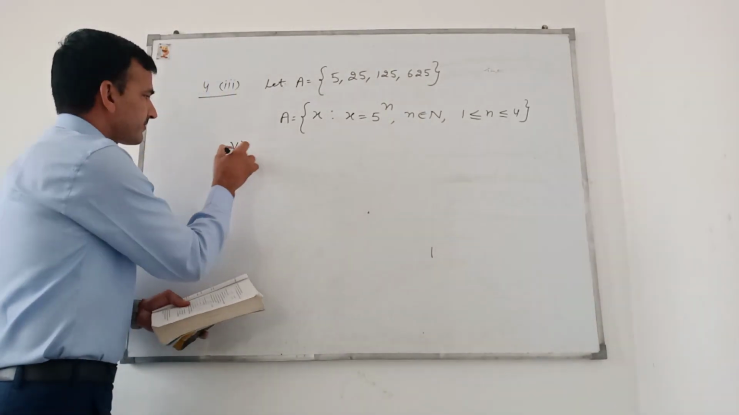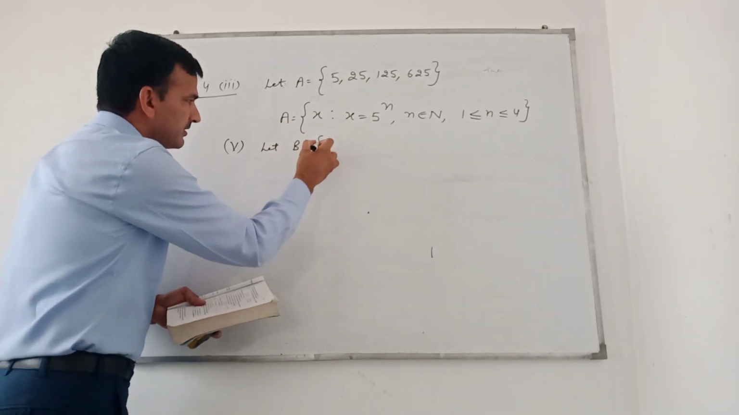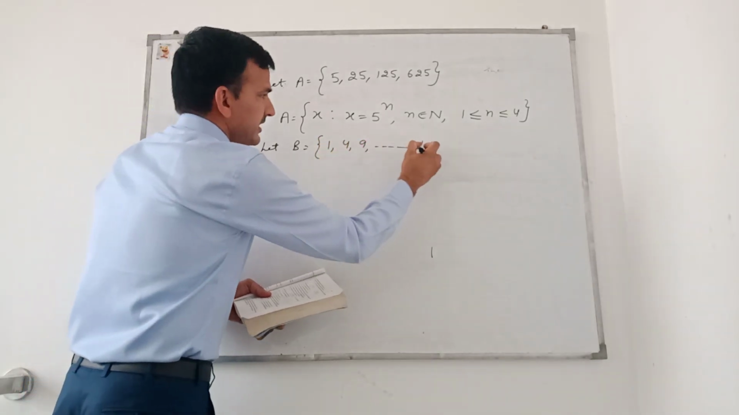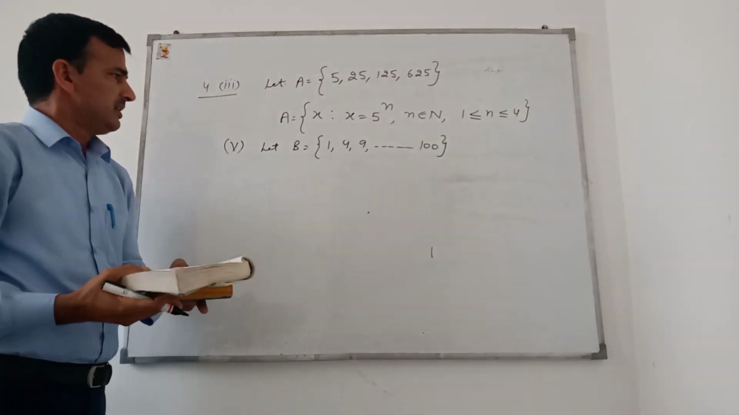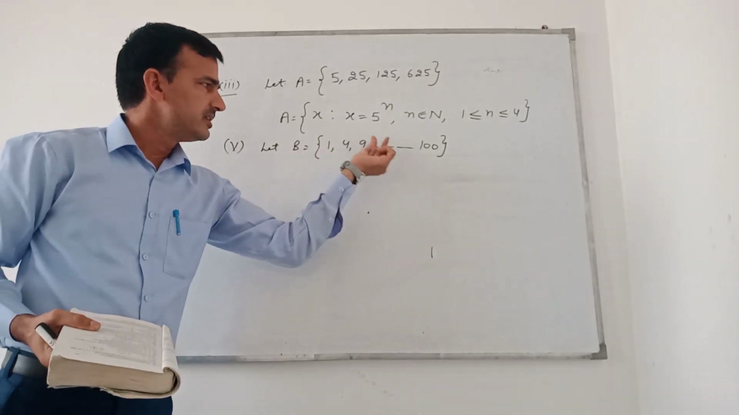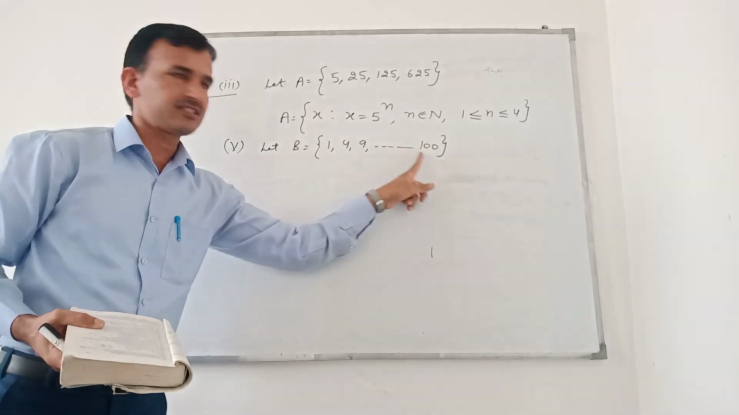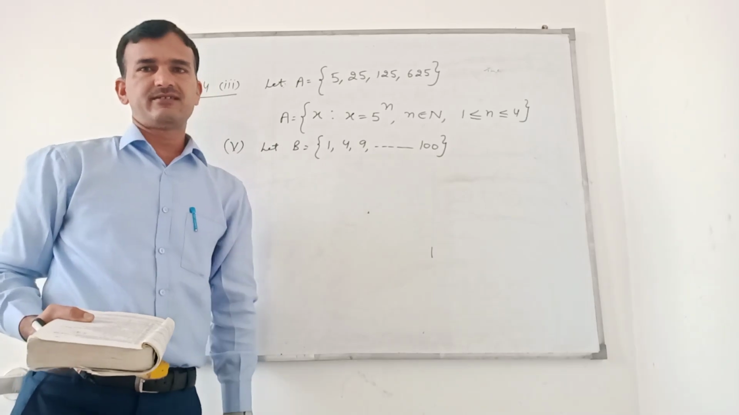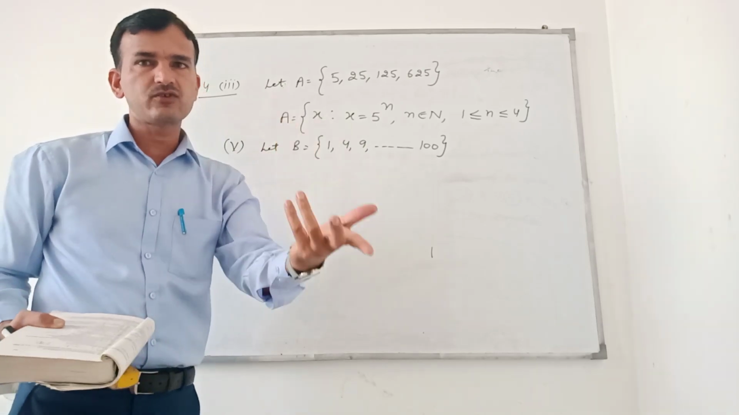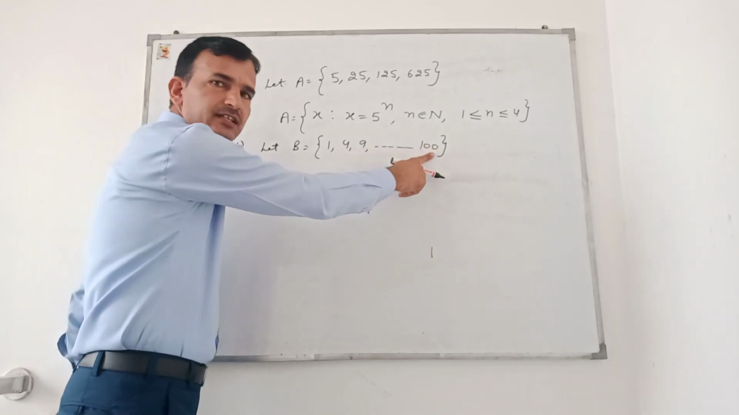Now, the fifth part of this question. Let set B is equal to {1, 4, 9, ... up to 100}. This B set contains 1, 4, 9, 16, 25, ... up to 100. These are the squares of the first 10 natural numbers. What is this, son? These are the squares. Squares of whom? Of the first 10 natural numbers. These are 1 square, 2 square, 3 square, 4 square, and this is 10 square.